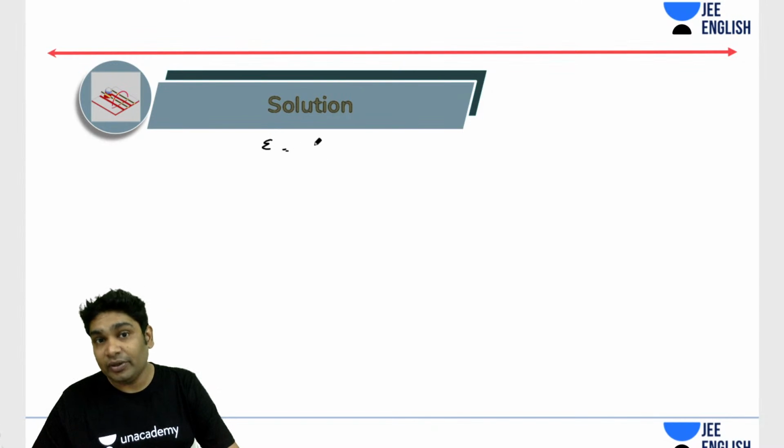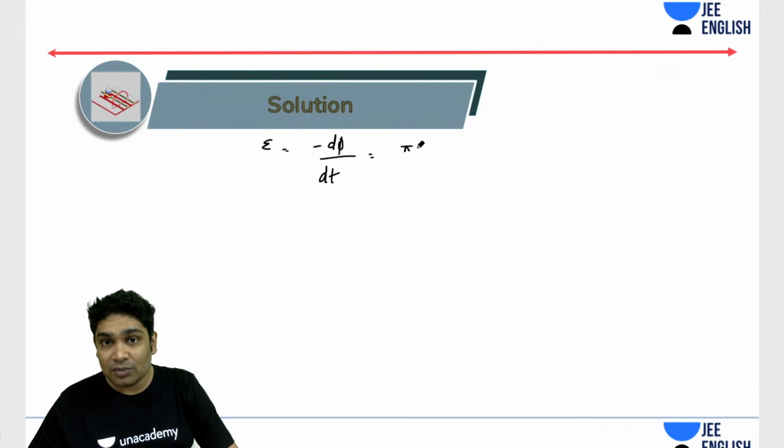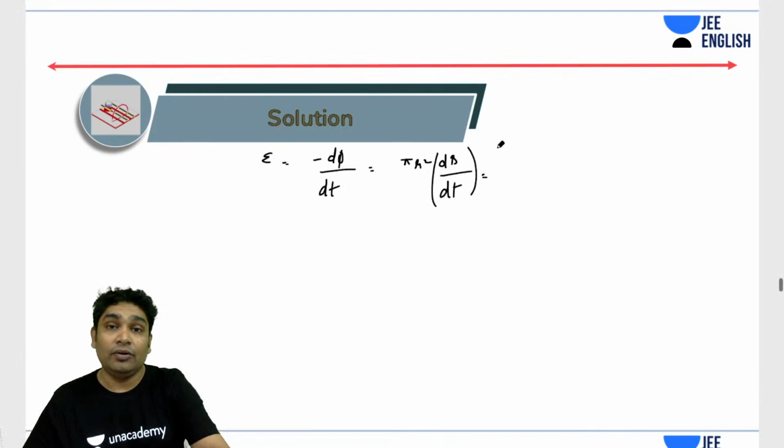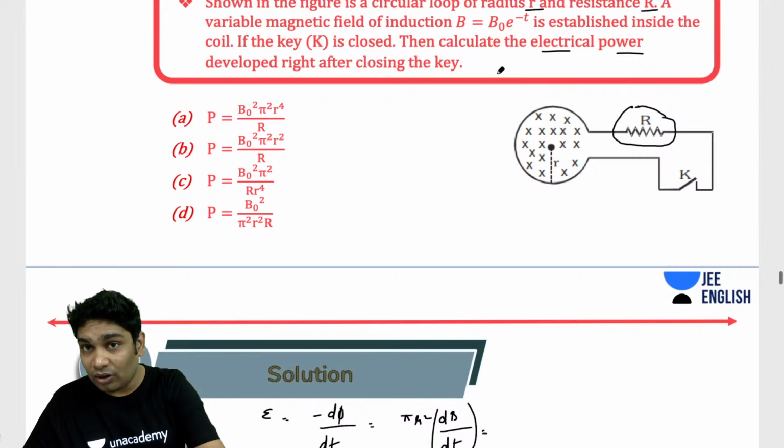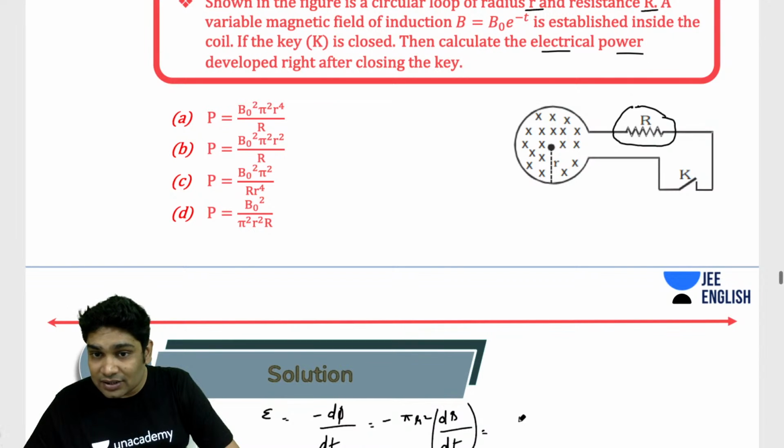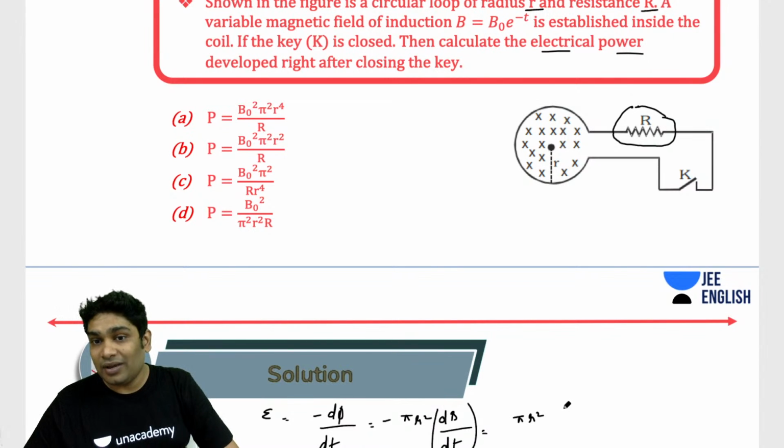EMF would have been minus d phi over dt. So that is obviously pi small r square times dB over dt. Now dB over dt would be minus B naught e to the power minus t. So what you realize is that I would have the answer as pi r square B naught e to the power of minus t. That is what I am getting.